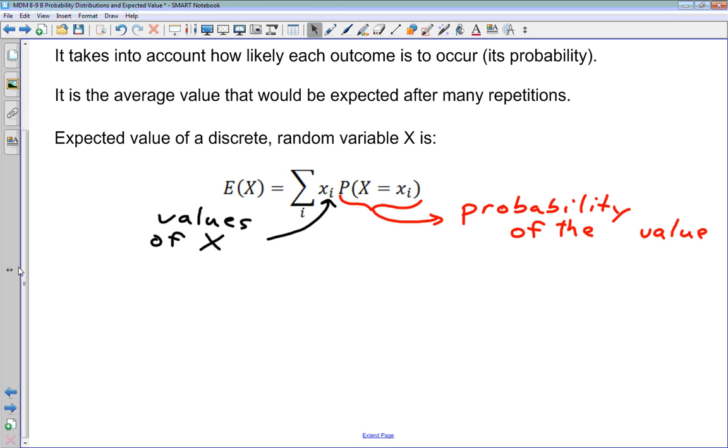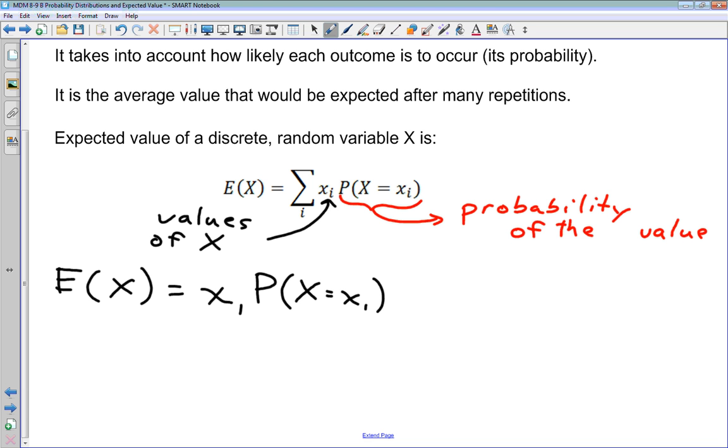If we were to expand this out a little bit, we would say that the expected value of our variable is our first outcome multiplied by the probability that our random variable will take on that value x1, plus the value of our next outcome times the probability that it's going to take on that second outcome, plus, and so on, all the way up to however many possible values our random variable can take on.